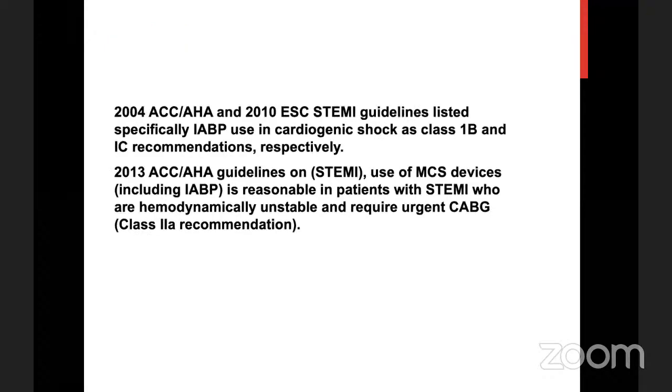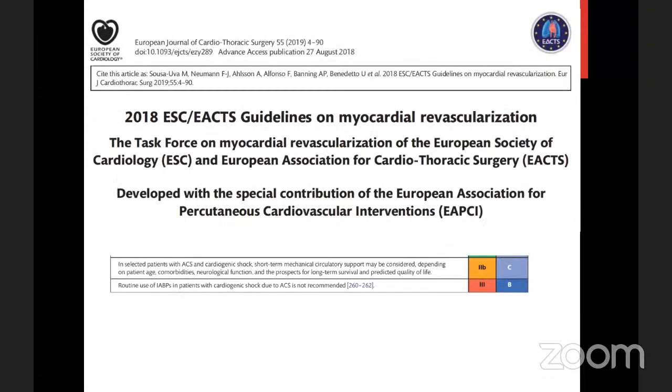Prophylactic use is not routine. So these are the guidelines. The 2010 American Heart Association guidelines listed the balloon used in cardiogenic shock as class 1B and 1C recommendations respectively. In 2013, using mechanical circulatory support devices is reasonable in patients with STEMI who are hemodynamically unstable and require urgent CABG. So it's a class 2A recommendation. As you see here, this is the explanation of the 2018 guidelines. It's almost the same.